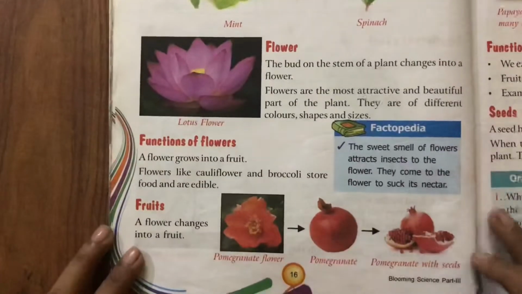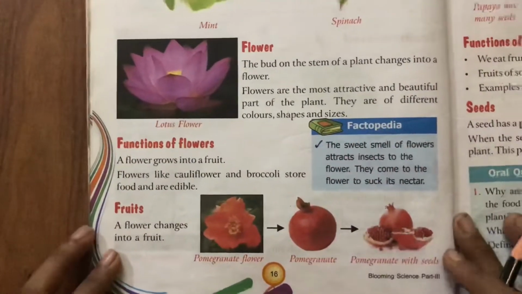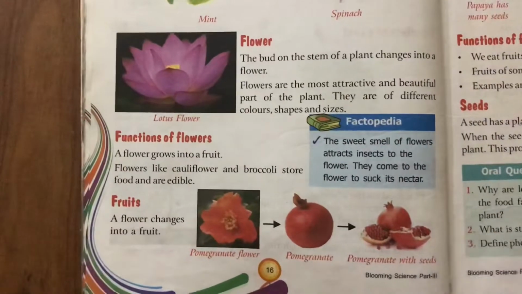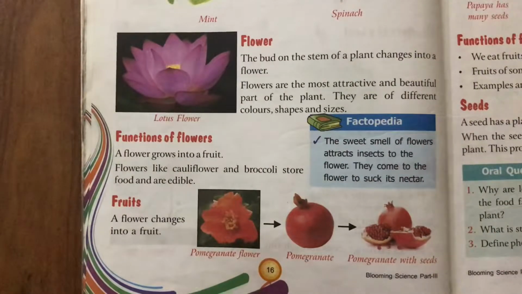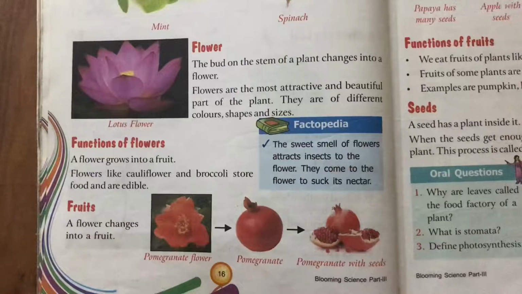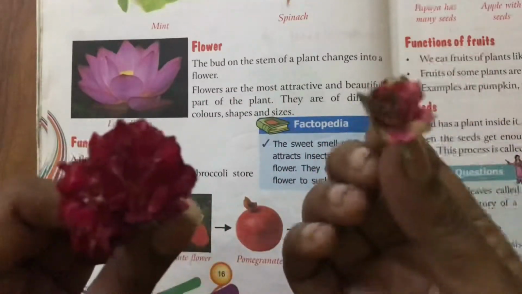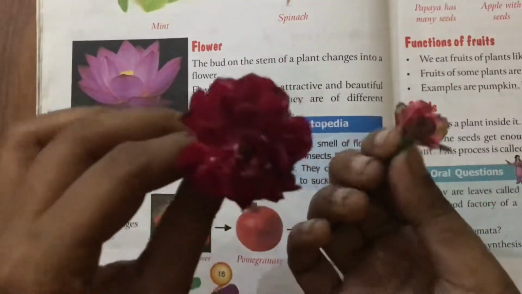Now come on to the next, very interesting, children. All of you know what a flower is? Okay. A bud on the stem. The bud on the stem changes into a flower.